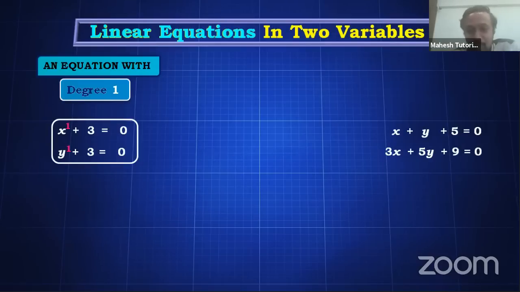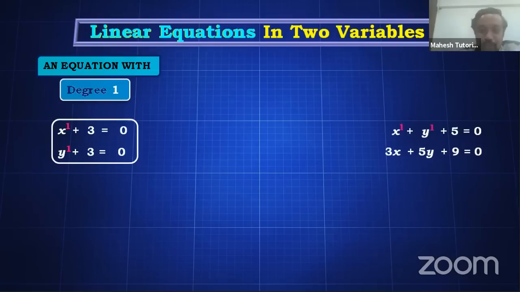Very good, students. Moving towards the next example. Everyone look at the next equation now. x plus y plus 5 is equal to 0. Can you all tell me, in this equation, which alphabets are variables? x and y. Take care. Let us check the powers of the alphabets here. Can you tell me what is the power of x? Nothing is written, so the power is 1. What is the power of y? Nothing is written, so the power is 1.